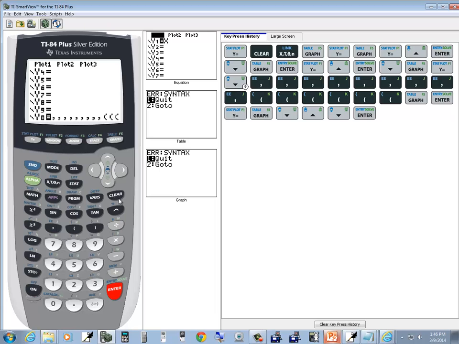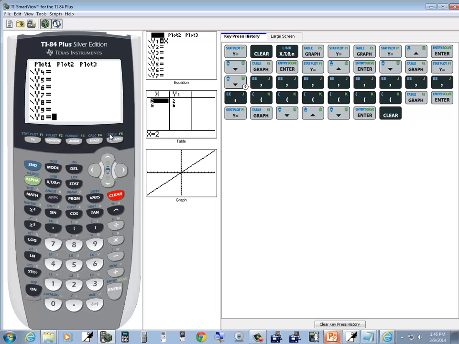But either way, press clear, it'll clear out that garbage. And then if you press graph, it'll be working.